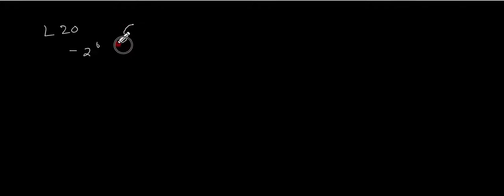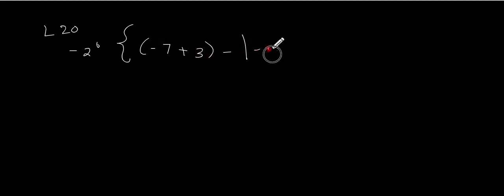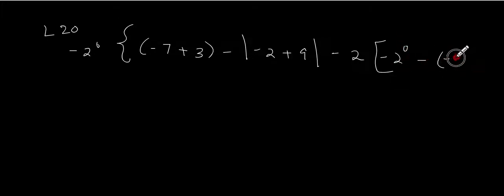So let's do a brace, and we have negative 7 plus 3 minus the absolute value of negative 2 plus 9, absolute value of negative 2 times negative 2 to the 0 power. And I hope the person that asked me to do this is watching because I have a tip for them that I noticed on the tests that they took.